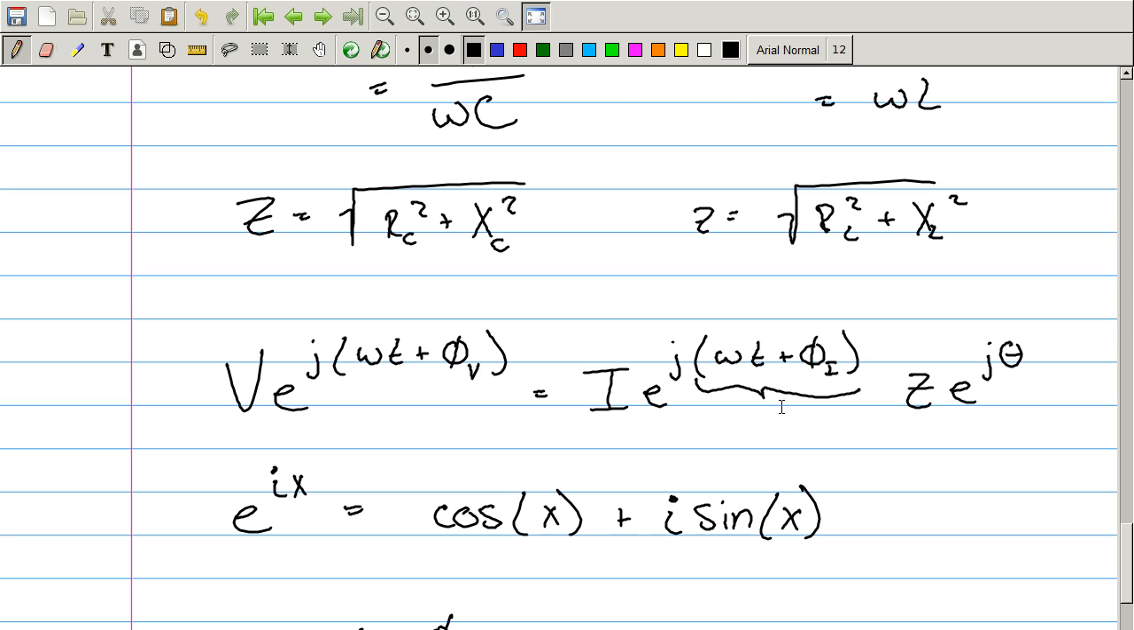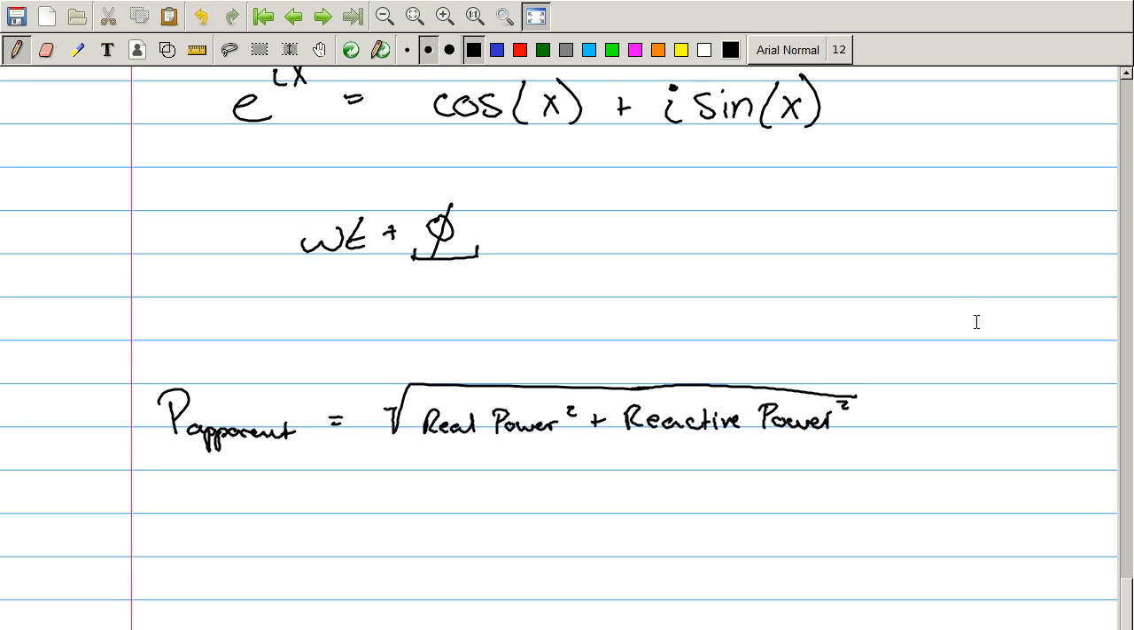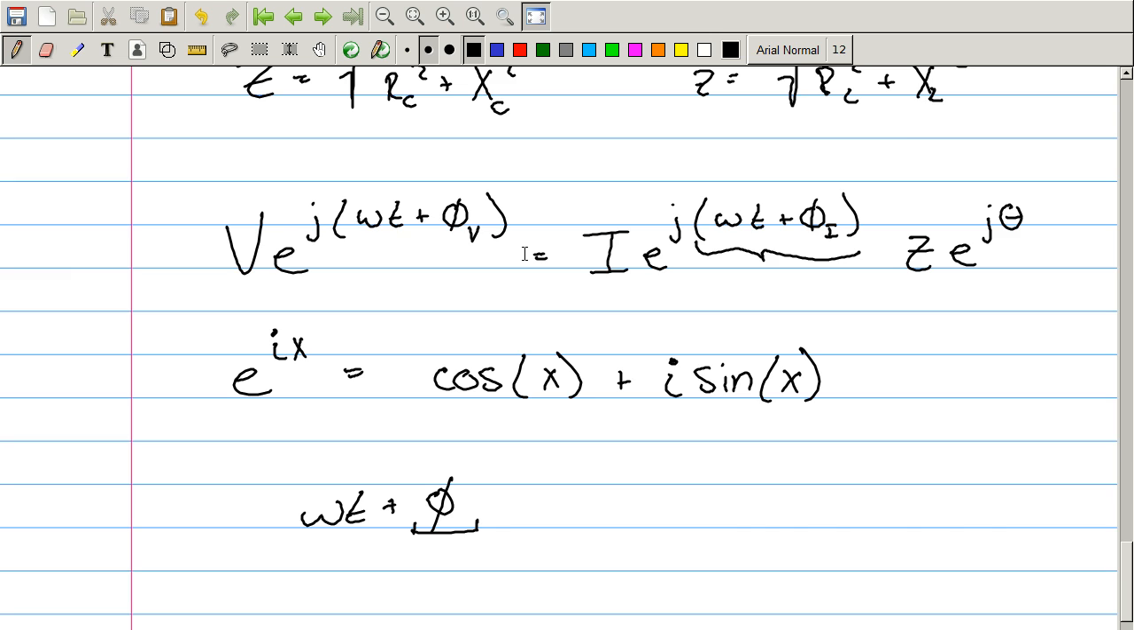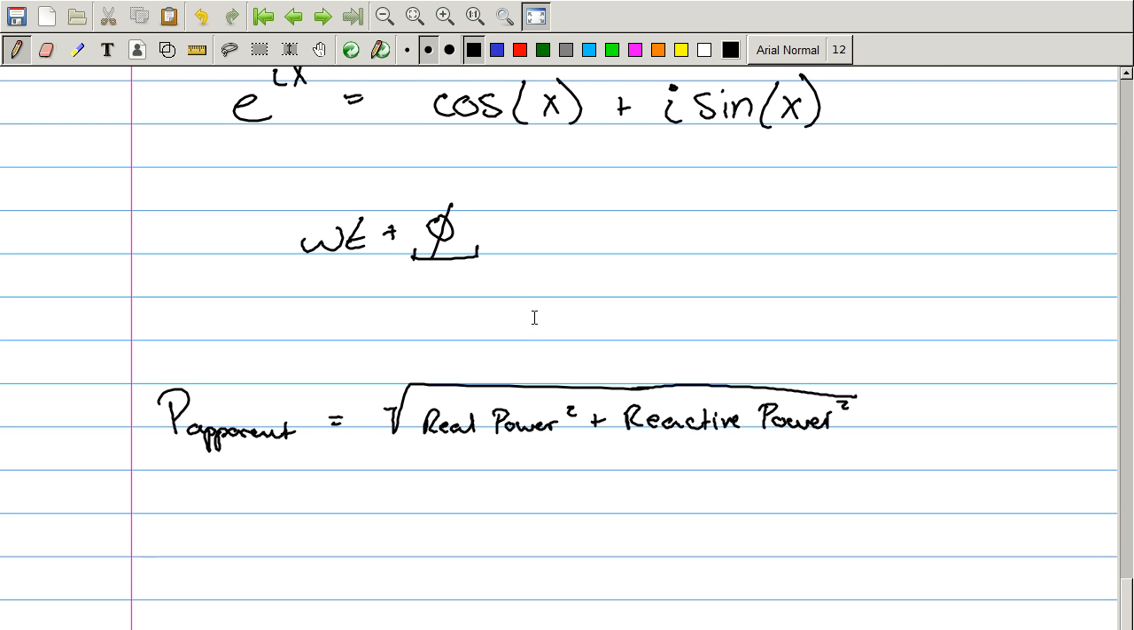The real power is... what's the real power? What does the real power have to do with? Real power has to do with the current in the system flowing through a resistive element, I believe. So that's how you calculate the apparent power.